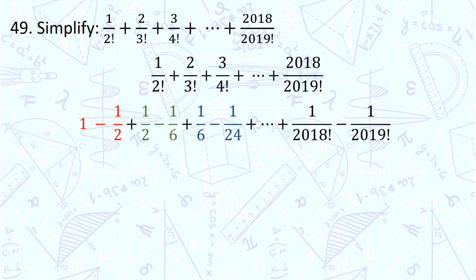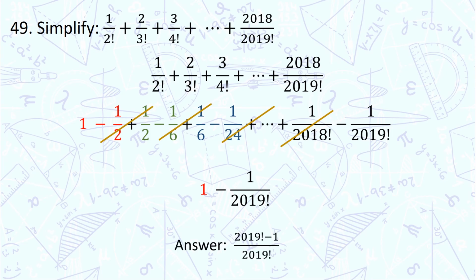2 over 3 factorial is 2 over 6. That is 1/3. So we can rewrite that as 1/2 minus 1/6. And then 3 over 4 factorial is 1/8. So we can rewrite that as 1 over 6 minus 1 over 24. And so on until the last term. Then we can cancel some terms, leaving 1 minus 1 over 2019 factorial. Then write this as a single fraction. We have 2019 factorial minus 1 over 2019 factorial.